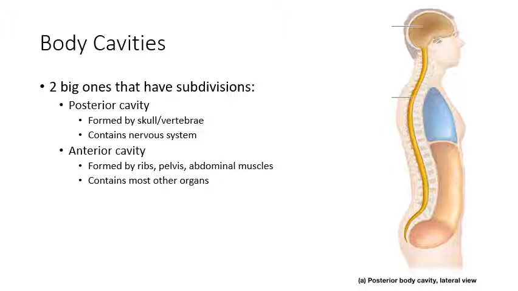Then you have the anterior cavity, which is the one that you're probably used to thinking about as your body cavity. The superior part of that cavity is bounded by the ribs. Posteriorly it's bounded by the vertebrae, and the inferior part of it is just bounded by muscles, by your abdominal muscles. Most of your internal organs are housed somewhere within that anterior body cavity, and it has a number of different subdivisions that house different organs.